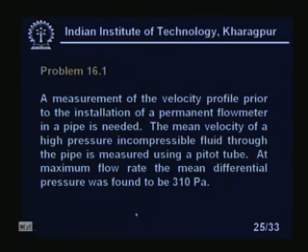Let us start with problem number 16.1. I will give the questions, then we will solve the problem. A measurement of the velocity profile prior to the installation of a permanent flow meter in a pipe is needed. So we first want to get an estimate of the flow velocity. The mean velocity of a high pressure incompressible fluid through the pipe is measured using the pitot tube. At maximum flow rate, the mean differential pressure was found to be 310 pascals.